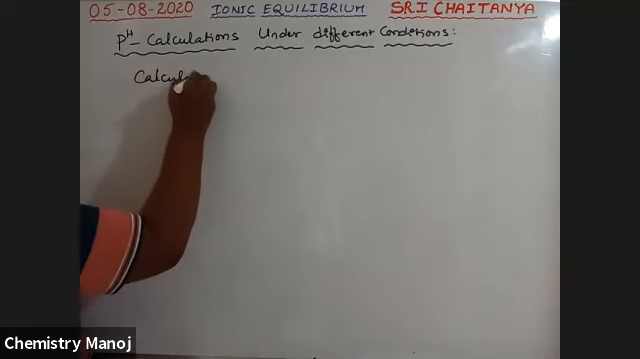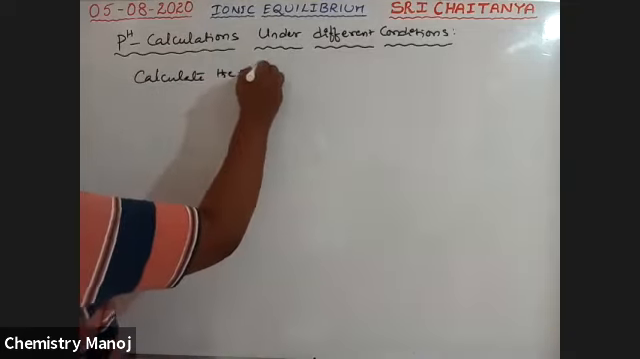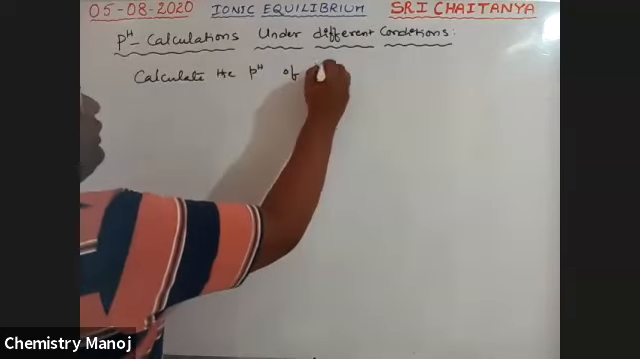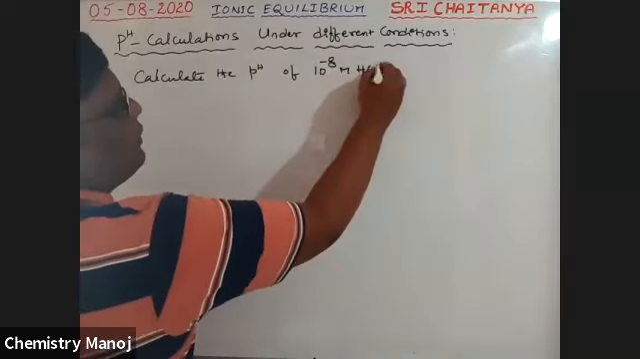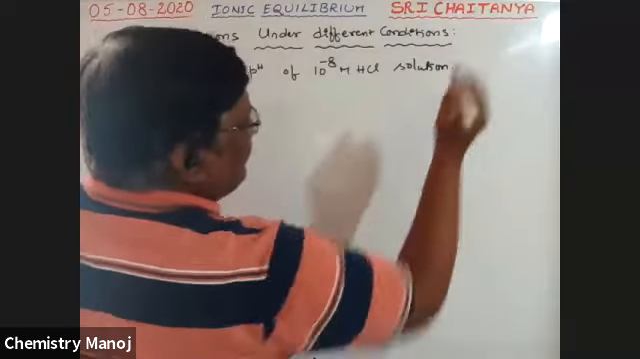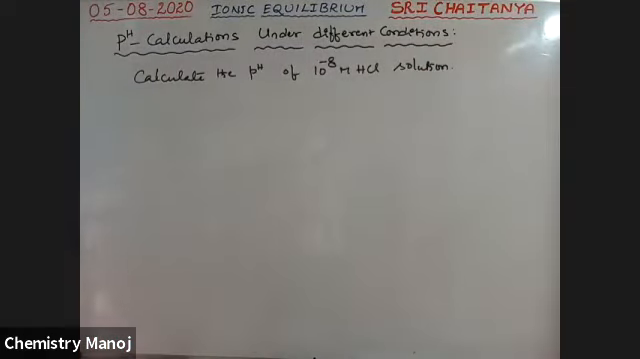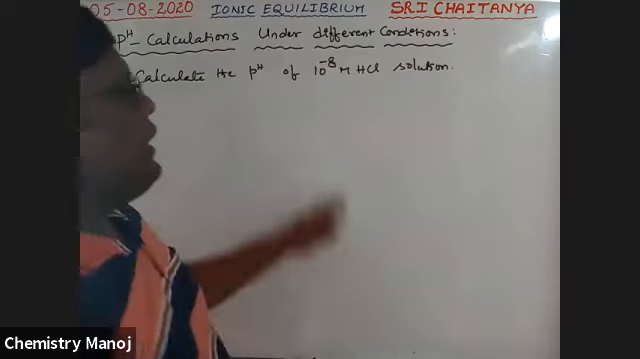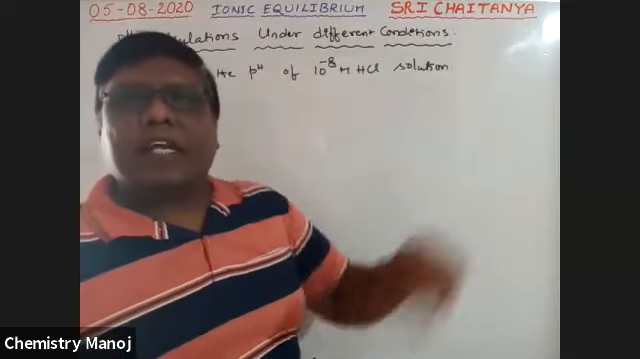Calculate the pH of 10 power minus 8 M HCl solution. See boys, calculate the pH of 10 power minus 8 M HCl solution.